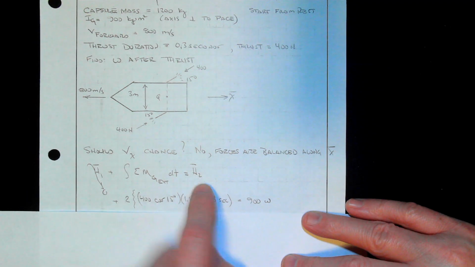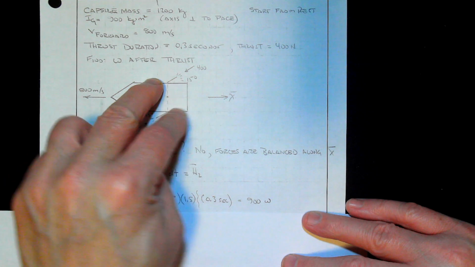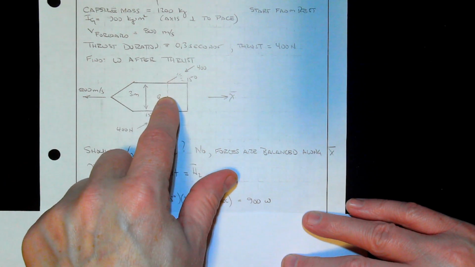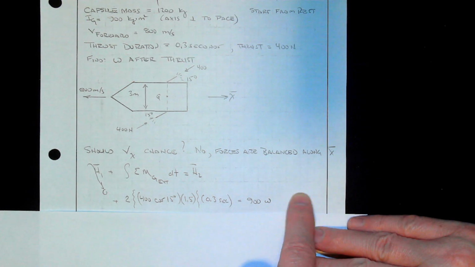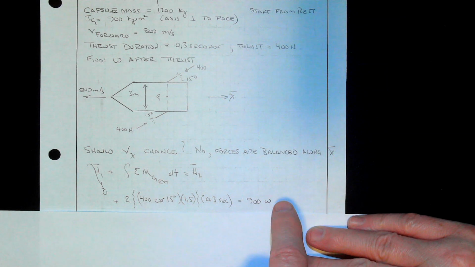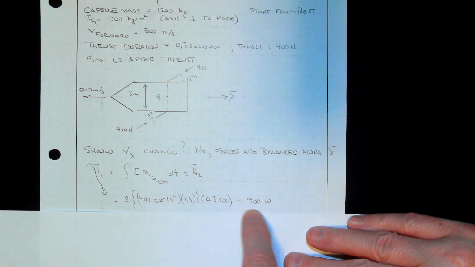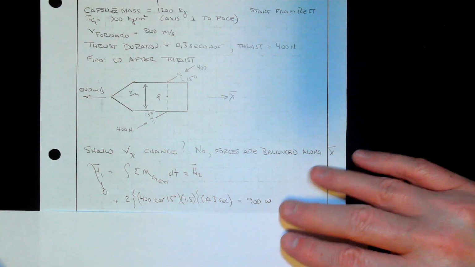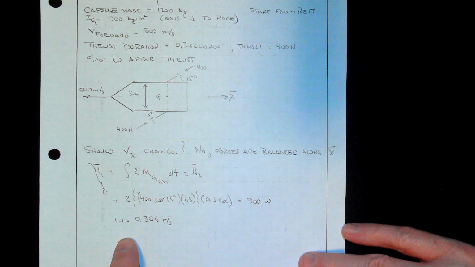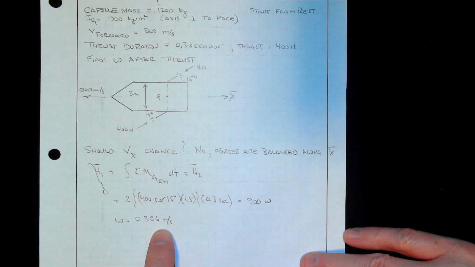H2 will simply be, because we're just looking at pure rotation about G, Ig omega. The other term doesn't show up because that involved R from O to G cross Vg. If you're doing this at the center of gravity, all you have is the I omega. So there's the mass moment of inertia, there's the omega, solve, and we have omega equals 0.386 radians per second. Okay?